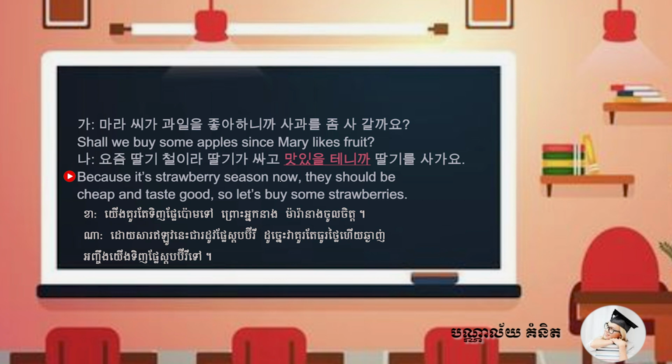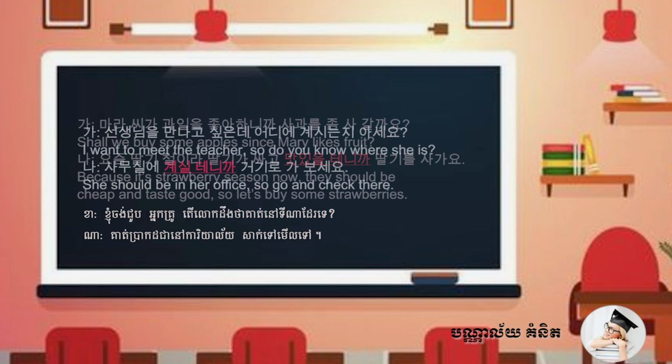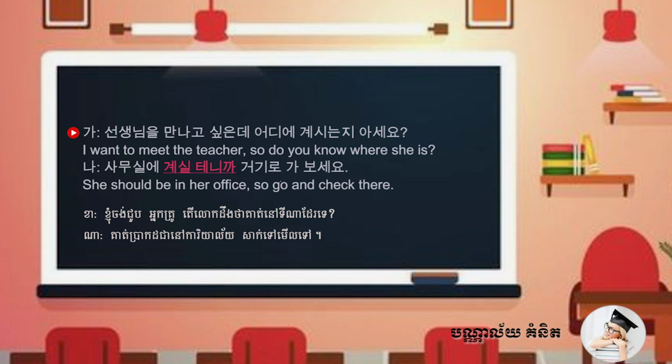요즘 딸기철이라 딸기가 싸고 맛있을 테니까. It is the reason to tell the listener that you should buy strawberries because it's strawberry season, right? The following sentence, 딸기를 살까요?, is a suggestion, or advice, to tell the listener to buy strawberries. So in this case, we can use 을 테니까.